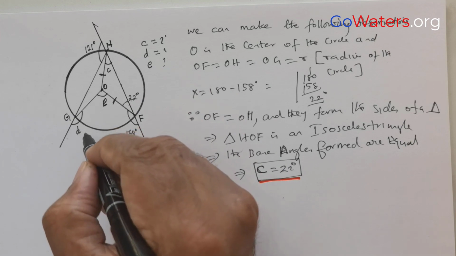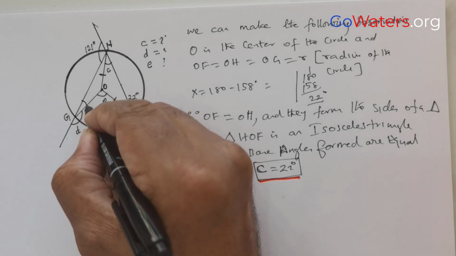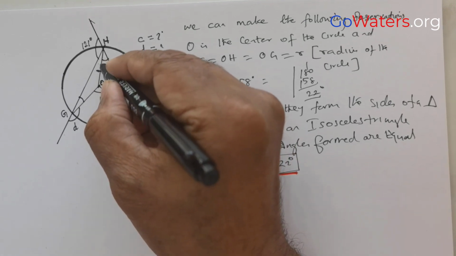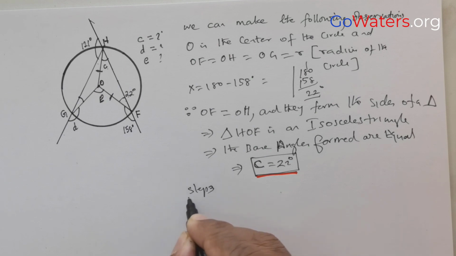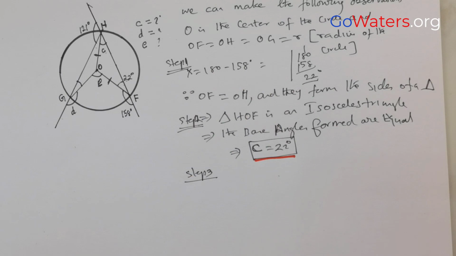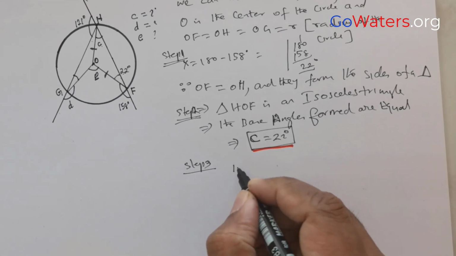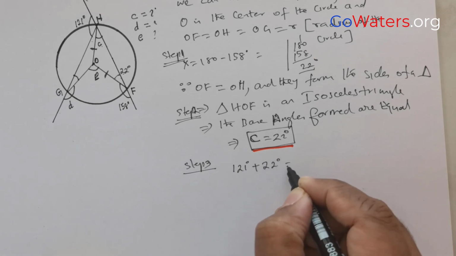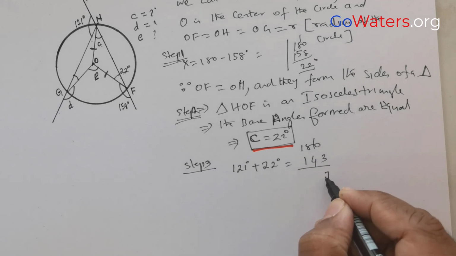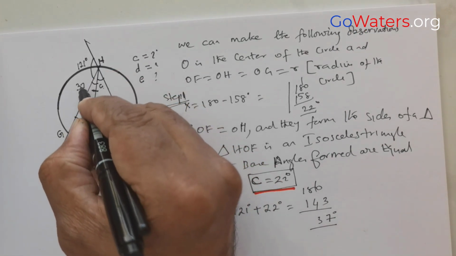Now I need to obtain the value of D, right? To obtain the value of D, I need to get this angle. How do I get this angle? I've got 121 and I've got this C is equal to 22. So first I need to get this angle. So let me do that. Okay, I will take this as step 2. Then I'll make this as step 1. This entire observation. So step 3, 121 degrees added with 22, that's going to give me 143. So from 180 I subtract 143. It's going to be 37 degrees. So this is going to be 37 degrees.